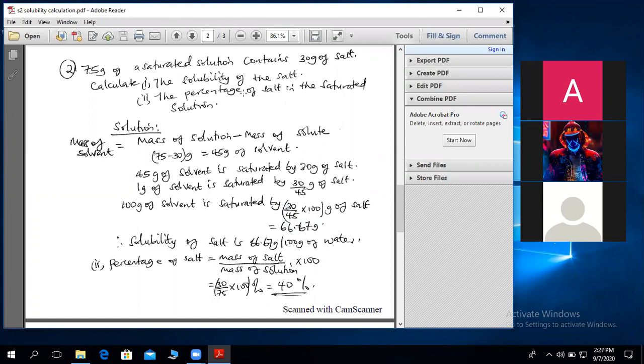Now this question is saying, calculate the percentage of solute in the saturated solution. This is 30 out of 75. This is the solute, divided by the mass of the solution, which is 75, times 100. Simple as that. There is no magic.